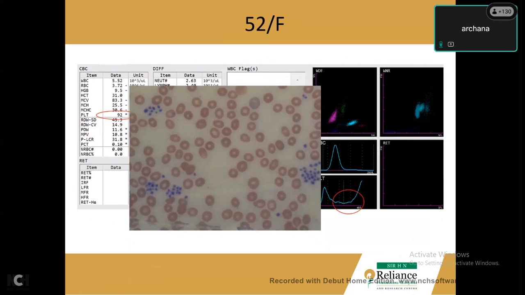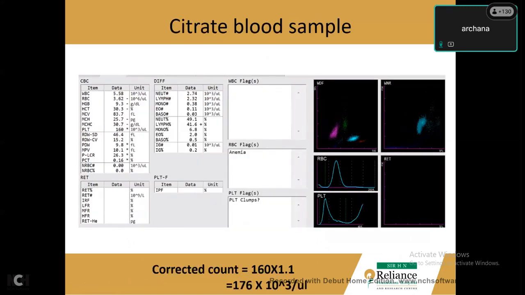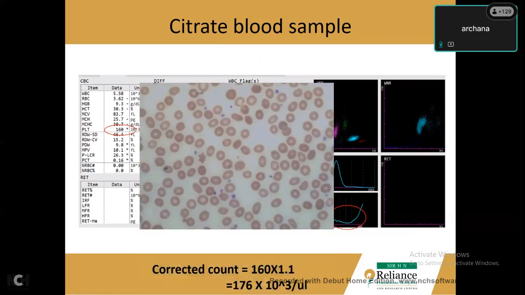We should ask for a citrated blood sample and perform the CBC, where if you see the count it has gone higher. From 90 it's come up to 160, that's 1,60,000, and the platelet histogram also seems to have corrected. However, since it's still showing an asterisk and it's still showing me the flag of platelet clumps, I would like to make a peripheral smear to confirm that the platelet clumps have totally, let's say, disappeared or largely disappeared, and the analyzer is giving me quite an accurate platelet count.